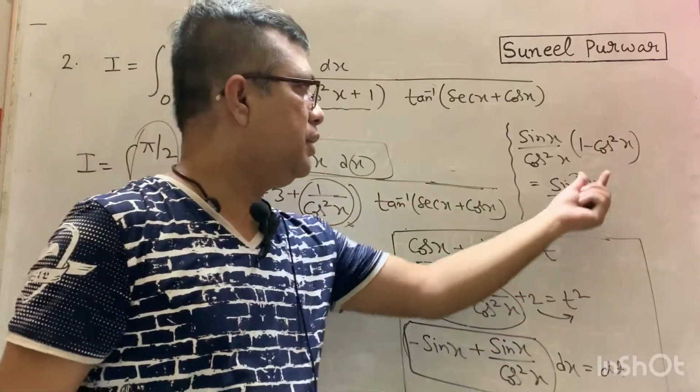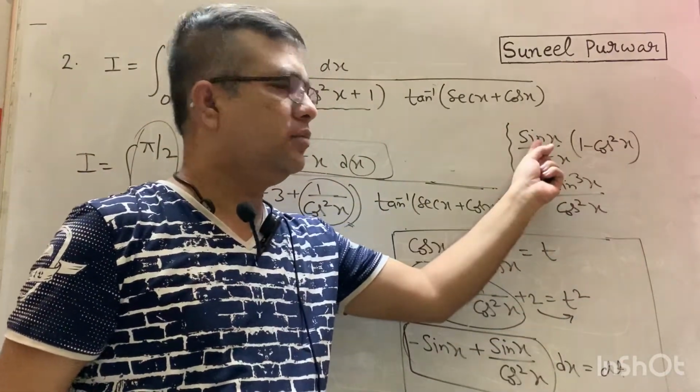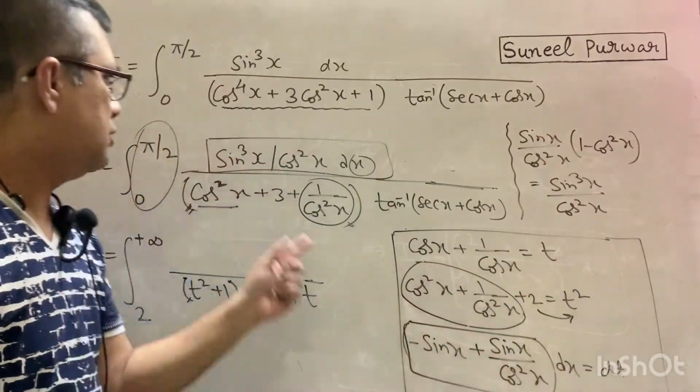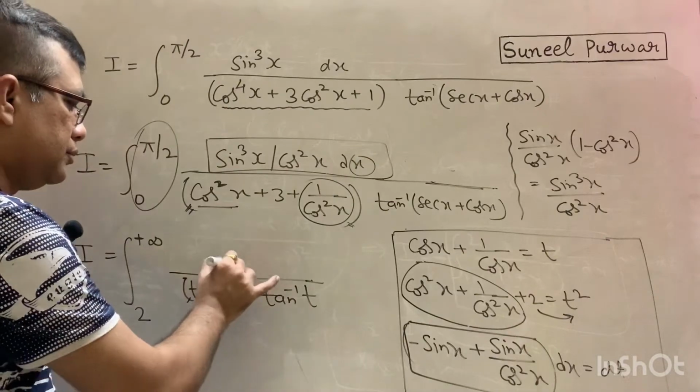I think no need to repeat. This is sin square x. So this will become sin cube x, denominator cos square x dx. So this whole thing became now dt.